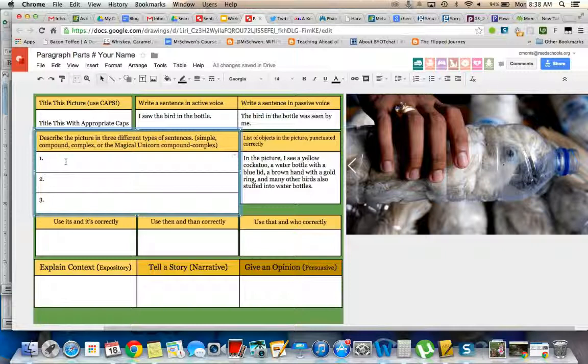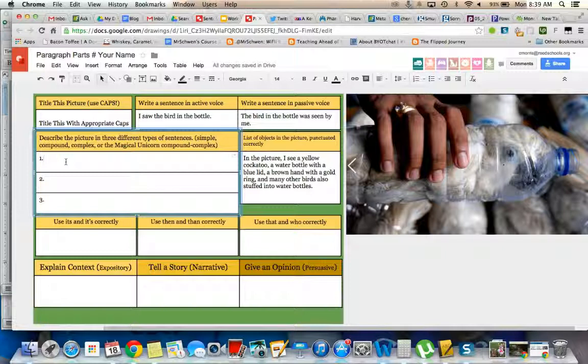Then we have the new one, which is compound complex. And that is independent, conjunction, independent, dependent. So it's like combining a simple sentence and a complex sentence. So like, because the bird was in the bottle, many people had to rescue it and give it a better life. So see, I've got two sentences. People had to rescue it. People gave it a better life. And then I have the half sentence because of the... does that make sense? You don't have to use that one, but it's kind of like the advanced version. Some of you should push yourself to try that one.